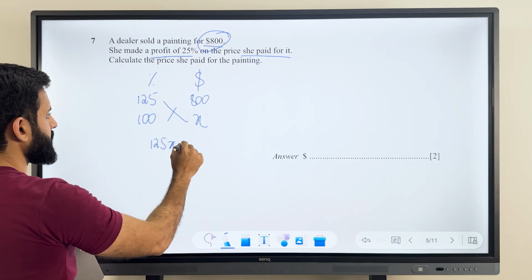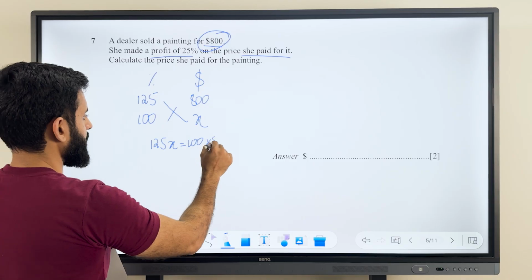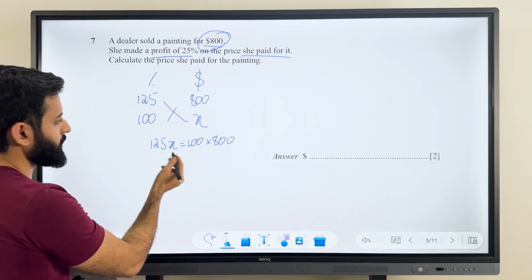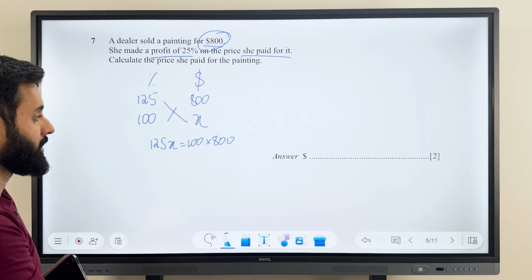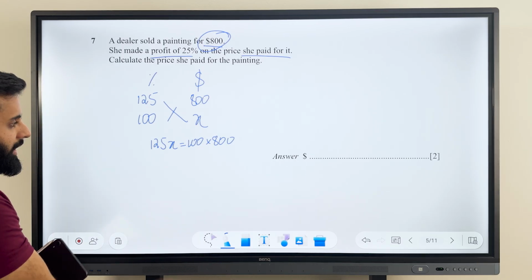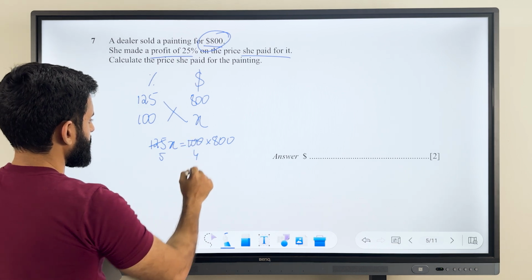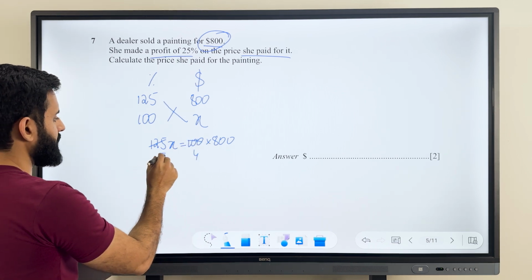So 125x is equal to 100 times 800. You can simplify this. Be smart: don't start by using 5. You can do it directly by 25. 25 5s are 125, 25 4s are 100. Then you can simplify 5 and 800.